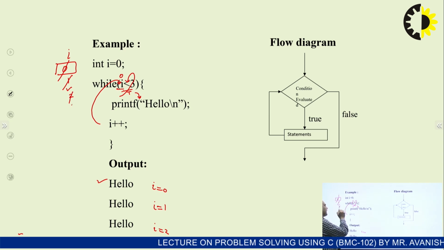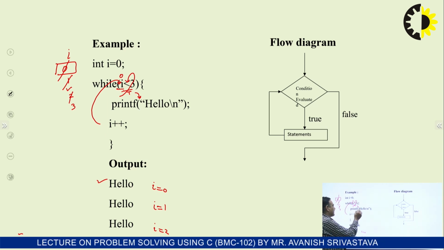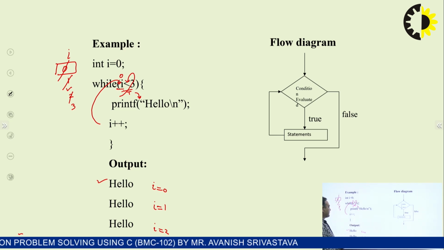Again the value of i is 3, then 3 < 3, the condition is false, so hello is not printed, and the value of i will not be incremented, and control goes to the next statement of the program, after the body of the loop. This is the for loop.